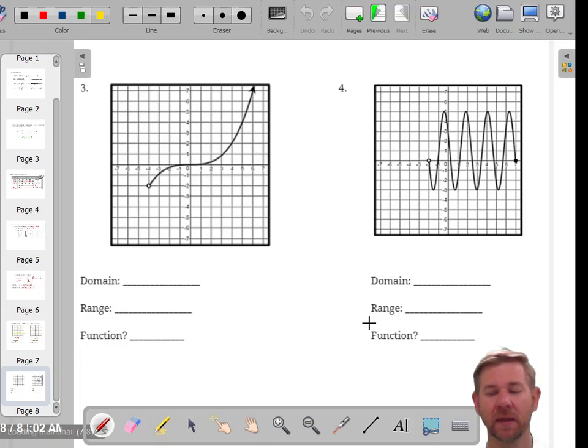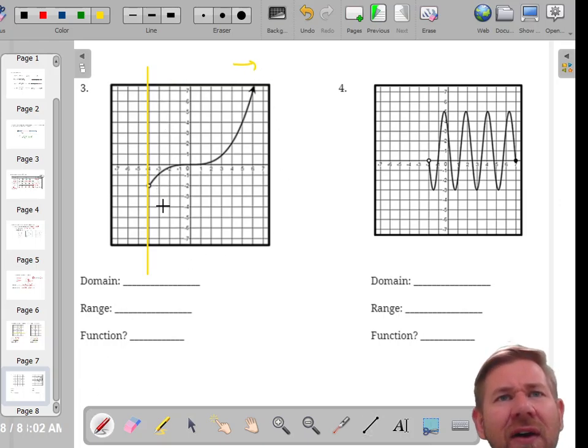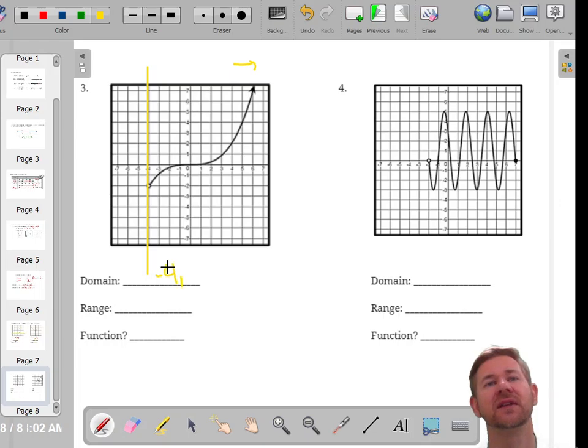Let's do a couple more. Left to right. So let's see, the smallest x value, and then this has an arrow, so it's going forever to the right. So the way we say that, the smallest x value is negative 4, and it's an open circle, so we use parentheses. And it goes forever to the right, so that's positive infinity, and infinity is always parentheses.